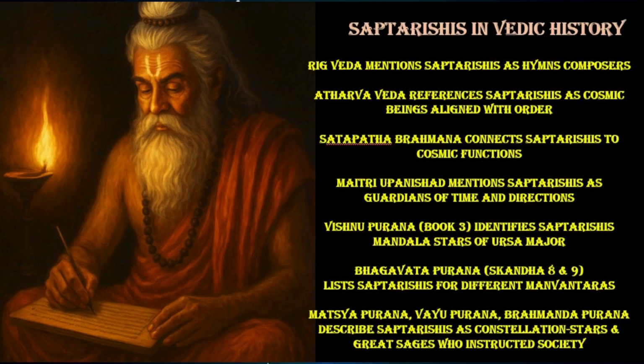Vishnu Purana, book 3, identifies Saptarishi Maṇḍala as the stars of Ursa Major. Bhagavata Purana, Skanda 8 and 9, lists the Saptarishis for different Manvantaras. Matsya Purana, Vayu Purana, and Brahmanda Purana describe Saptarishis as constellation stars and great sages who instructed the society.